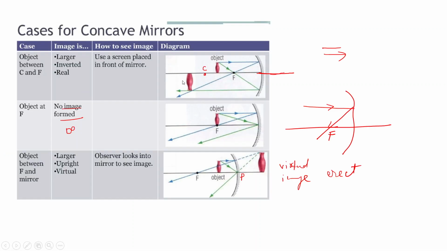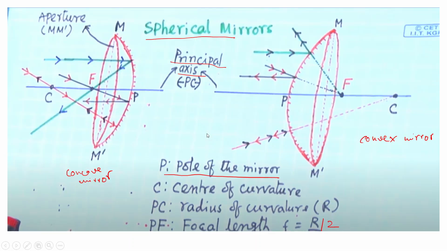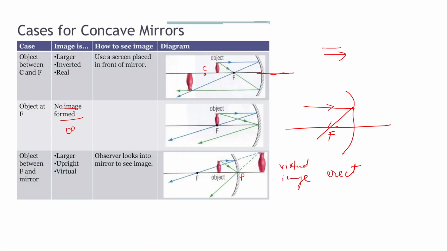And when the object is between C and F, the image, as you can see, is beyond C. When it is at F, the image is at infinity, or no image is formed. And when the object is between F and P, that is focus and pole, the image is formed virtual and upright on the other side of the mirror, beyond the mirror, which we cannot again obtain on any screen. So these are the possible cases for concave mirrors.